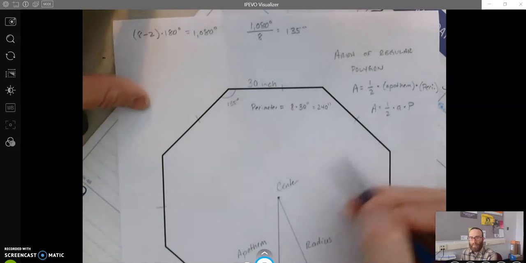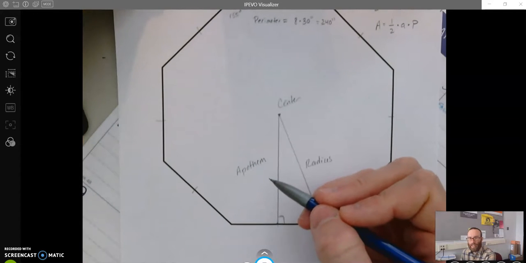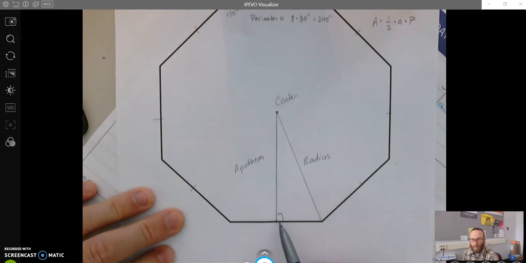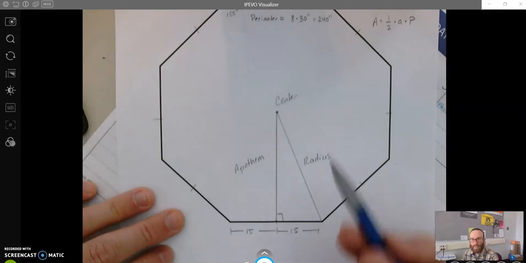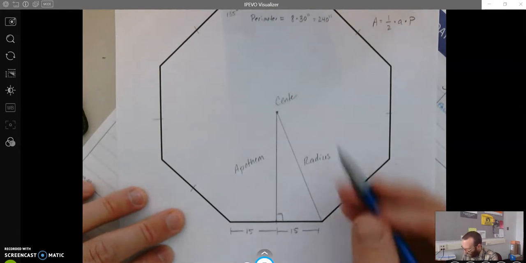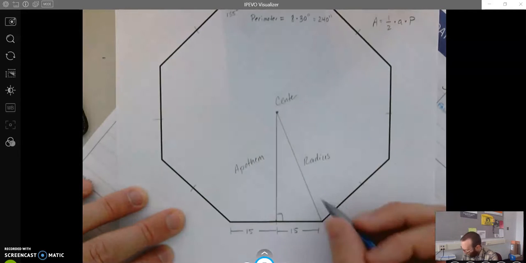Next, I need to calculate the apothem, and that's where we're going to use our trigonometry a little bit. Here's the cool thing. This point right here is the midpoint of this side. The apothem is a bisector. So if my entire distance is 30, I get 15 and 15 from there to there, and there to there. Okay? So the whole distance was 30, this is half of it. What I know about this angle is that it's 135.